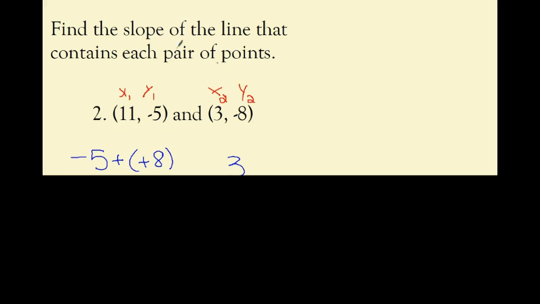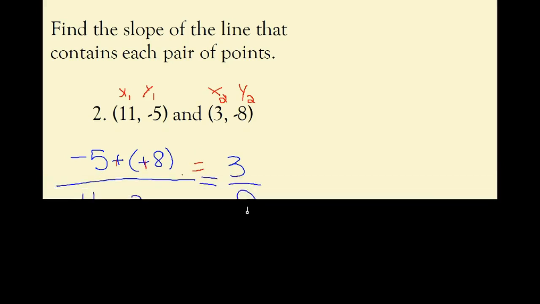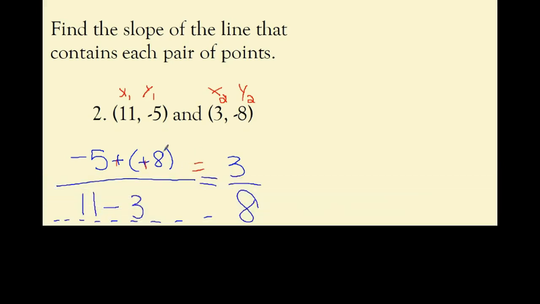But then the rest of what you were saying is exactly right. Because it's going to be negative 5 minus negative 8. And you see here, the two negatives cancel out, and it's the same as adding negative 5 plus positive 8. And that's going to give you 3. On the bottom then, since you did the negative 5 first, you have to do 11 first. So it would be 11 minus 3, and that's going to give you 8. So your slope for this point would be 3 over 8.